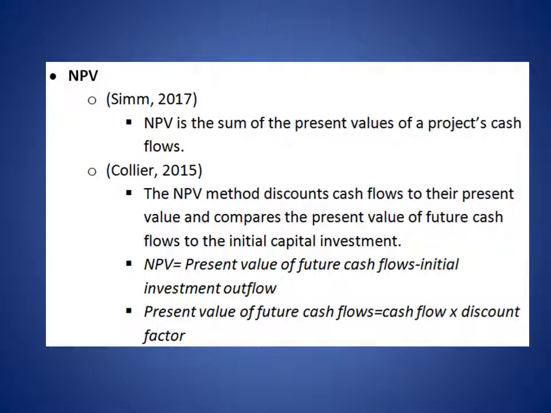Considering the NPV, according to SIM 2017, NPV is the sum of the present values of a project's cash flows, whereas Collier 2015 points out that the NPV method discounts cash flows to their present value and compares the present value of future cash flows to the initial capital investment. And NPV is equal to the present value of future cash flows minus the initial investment outflow, whereas the present value of future cash flows is equal to the cash flow multiplied by the discount factor.